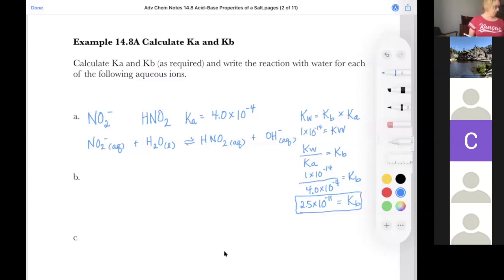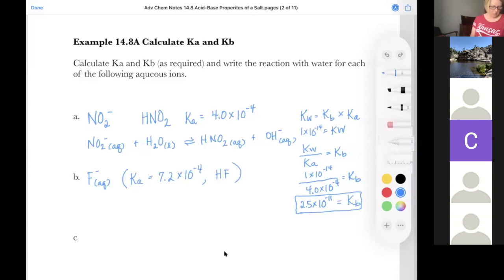Okay, let's take a look at the next one. Why don't you try B on your own? I'm going to pause for a second. You set it up, calculate, write your equation, and do it for your own practice. When you get an answer, you can put it in the chat. I guess I have to give you stuff, don't I? Ka equals 7.2 times 10 to the negative 4th, and this is for HF, the acid. Okay, now you can go forward.